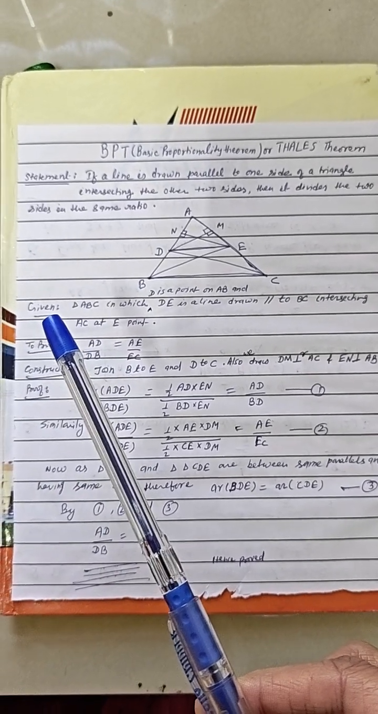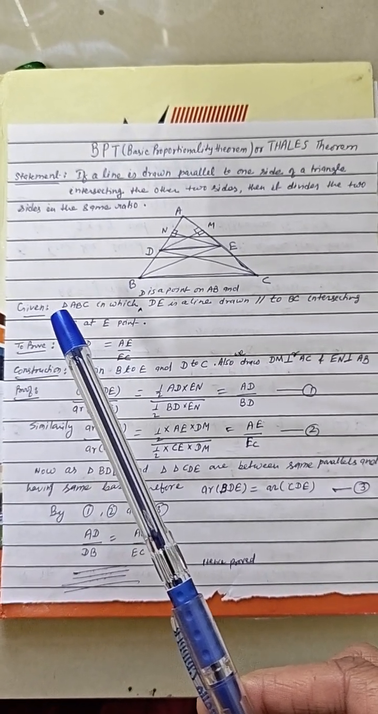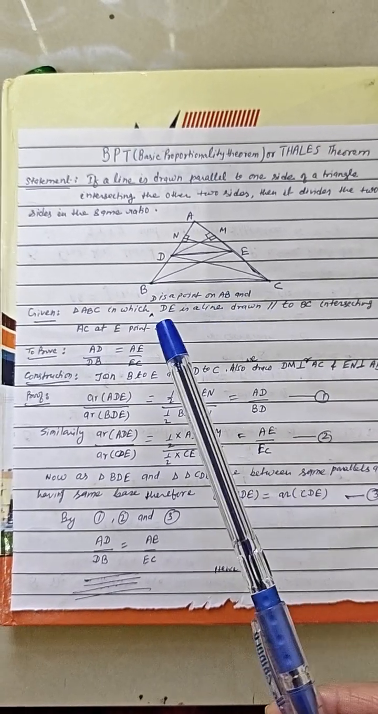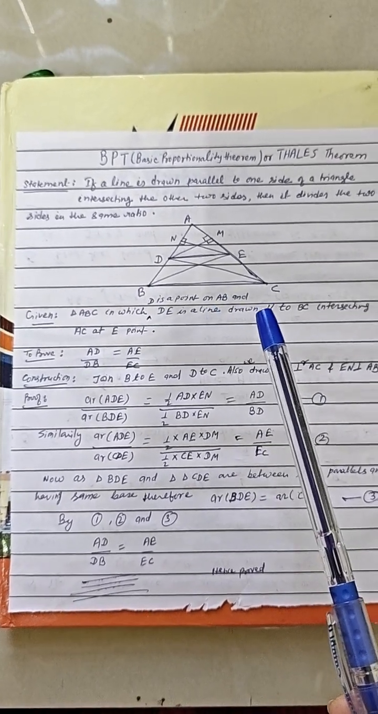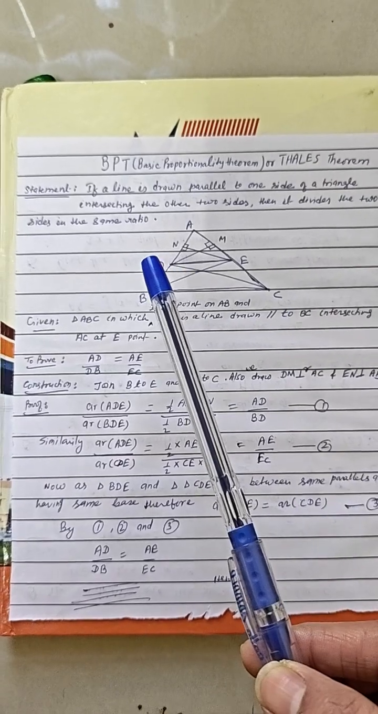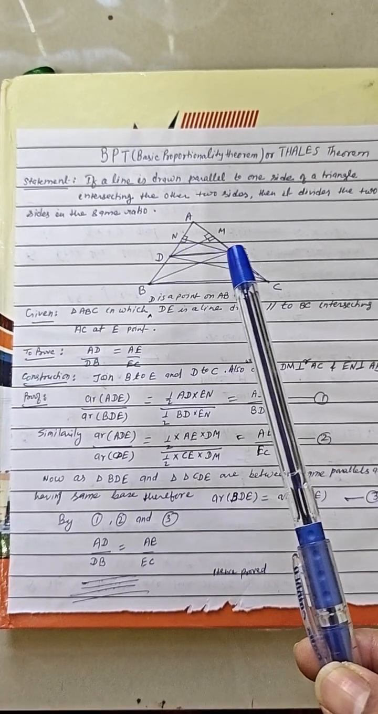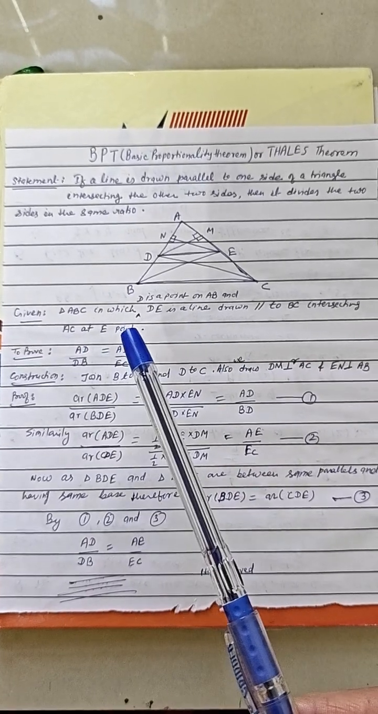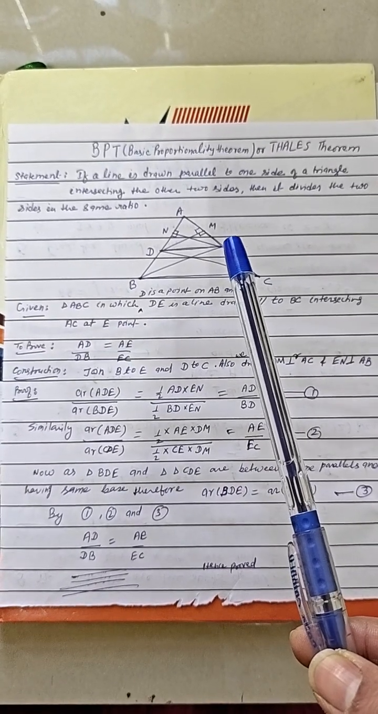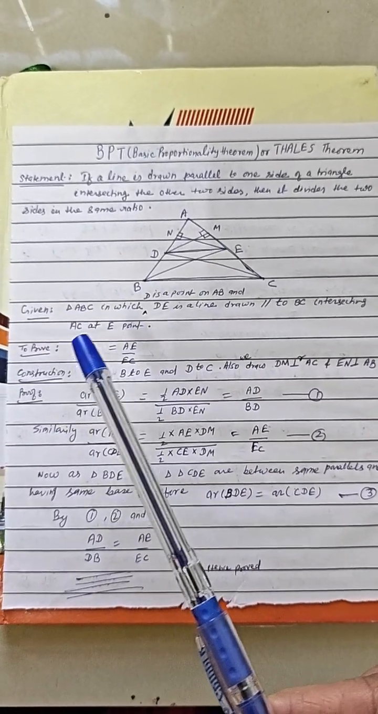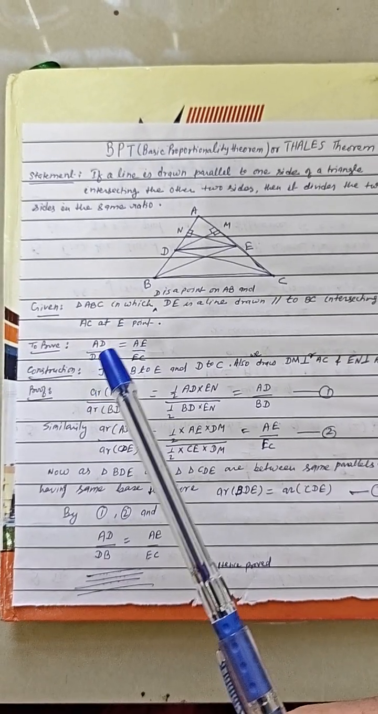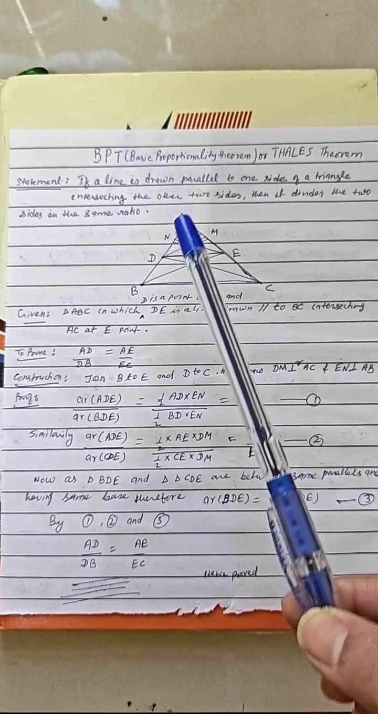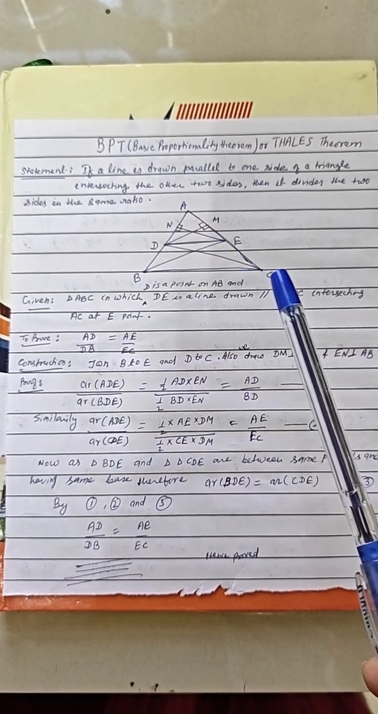Now how to prove it? Given triangle ABC in which D is a point on AB and DE is a line drawn parallel to BC, intersecting AC at point E. Now to prove AD upon DB equal to AE upon EC.